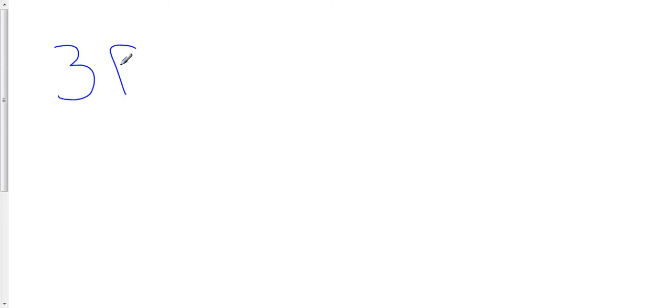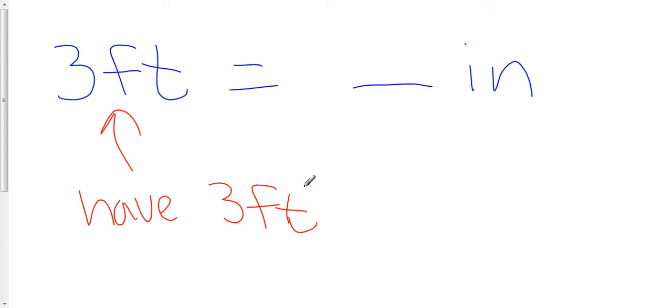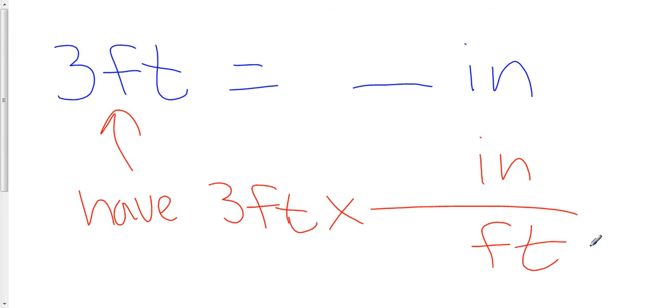Let's say I have 3 feet, and I want to know, well, how many inches is that? What do I have? I have 3 feet. So this is what I have. I'm going to take my 3 feet, and I'm going to multiply it by what I want, which is inches, and I'm going to divide it by what I have, which is feet. But I need a relationship here. I need to know some sort of truth, some sort of relationship, some rate of conversion between inches and feet.